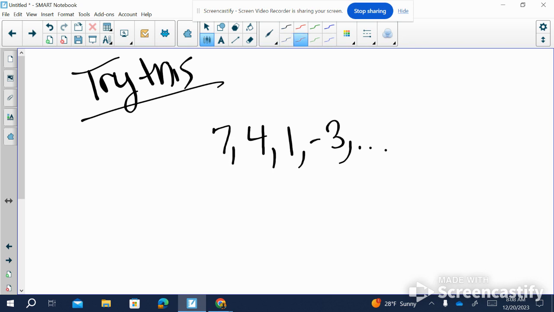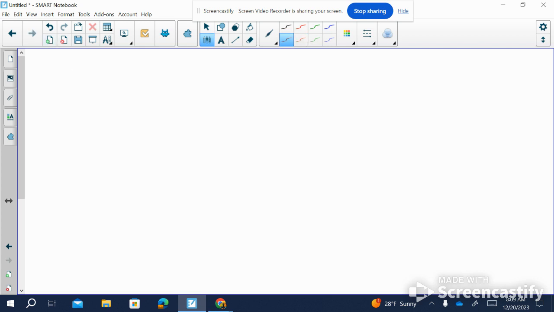So let's first start by seeing if this is in fact a recursive sequence. 7 to 4 is a -3. 4 to 1 is also -3. 1 to -3, I believe, is -4. So this is not an arithmetic sequence. We couldn't have done it. So unfortunately, we can't make a recursive formula. Try this one.